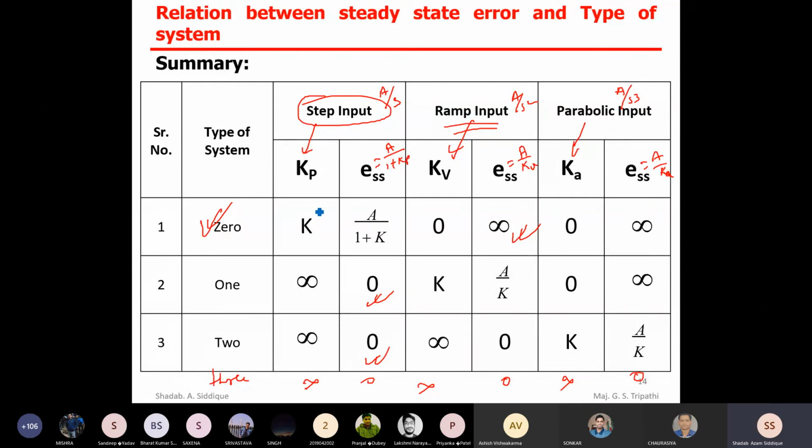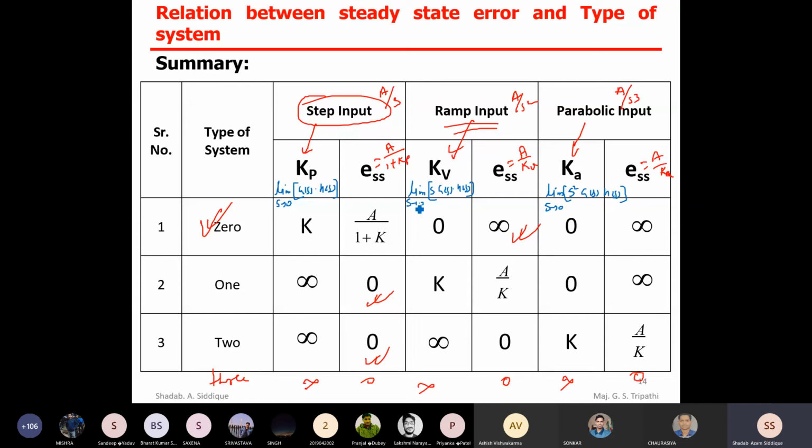Now, what is the type of system? Type of system can be found out from this. What is the Kp? Kp is equal to limit s tending to 0, G(s) into H(s). What is the Kv? Kv is nothing but limit s tending to 0, s into G(s) into H(s). What is Ka? Ka is nothing but limit s tending to 0, s square G(s) into H(s).